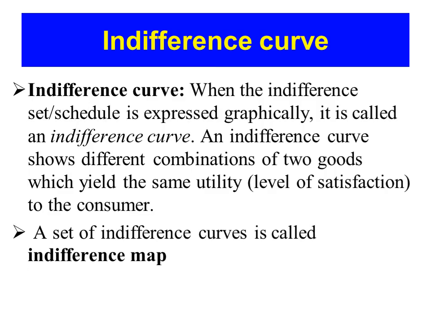A set of indifference curves is called an indifference map. So we have seen the indifference set or schedule, which we can call a table. And we have also seen the indifference curve, which is shown using a graph. And the set of these indifference curves is called an indifference map, or the set of indifference curves on the graph is called an indifference map.